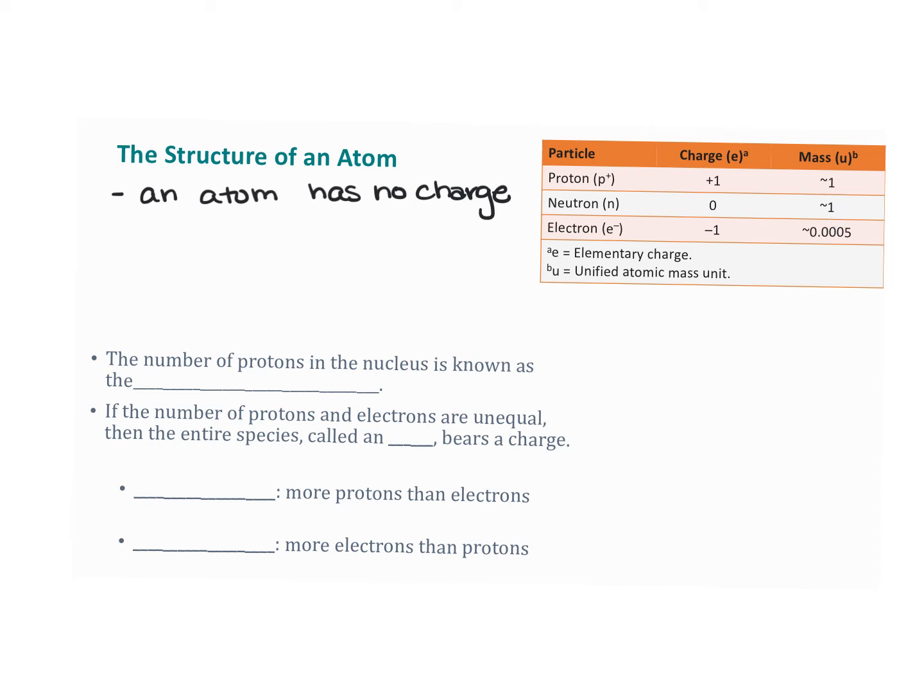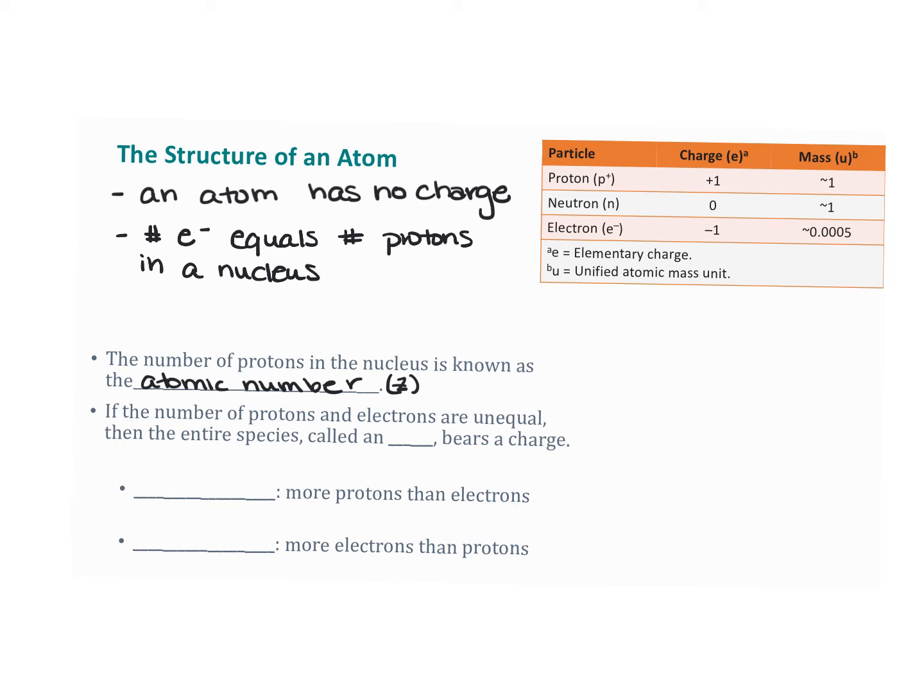Now, as I mentioned, an atom has no charge. So what that means for us is that the number of electrons equals the number of protons in a nucleus, okay? Now, that number of protons in the nucleus is defined as the atomic number, which we can look at on the periodic table and see, and we represent that atomic number with a Z, okay?